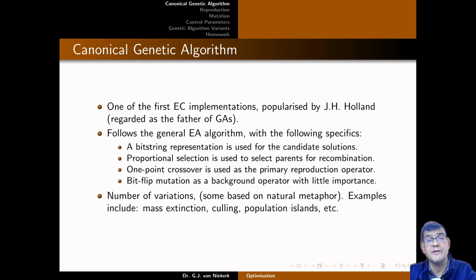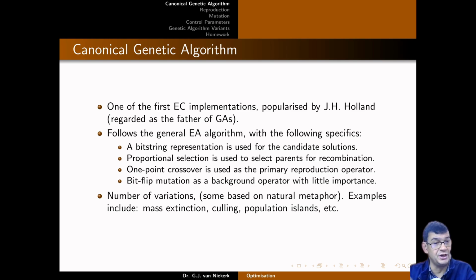So I would argue that that definitely also qualifies. But the standard vanilla genetic algorithm used the standard bit string. For selection, we have proportional selection. Remember, that is where the fitness of the individual plays a pivotal role in whether it gets selected or not. And this is used for selecting both the parents for recombination as well as the next generation. And then, of course, one-point crossover is used as the primary reproduction operator, and then bit flip mutation as a background operator with less importance.